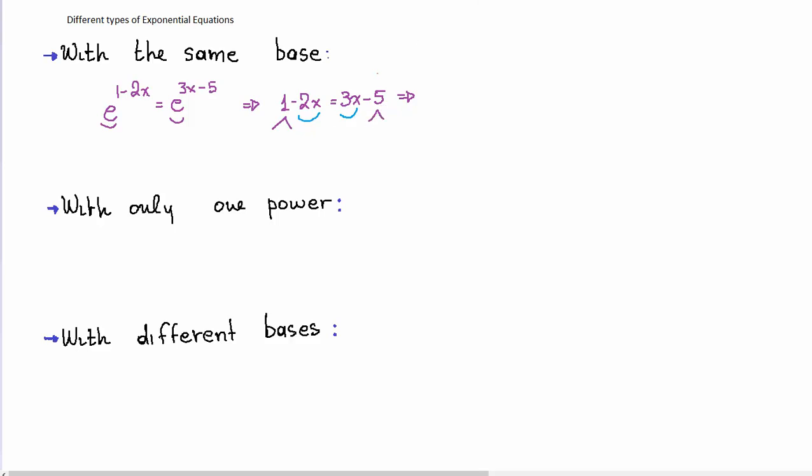So I will move the unknowns on the left side of the equation, minus 2x minus 3x, because when I move this on this side, it changes the sign. And I will move the 1 on this side of the equation. So I have negative 5 minus 1. And I have a very simple linear equation to solve. Negative 5x equals negative 6.